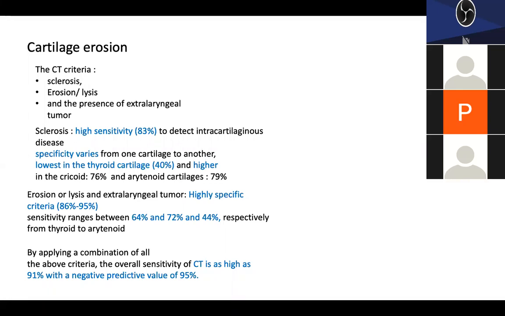MRI obviously has a higher sensitivity than CT, almost 95%. However, sometimes MRI may not be as specific as CT. And there are other techniques that have been used in various places, and studies have been published, like CT radiomics characteristics, used to better predict cartilage involvement, and also something called dual energy CT and iodine overlay mapping.